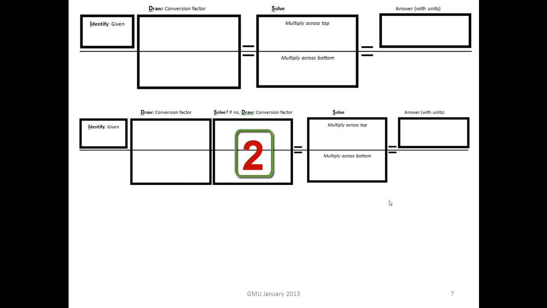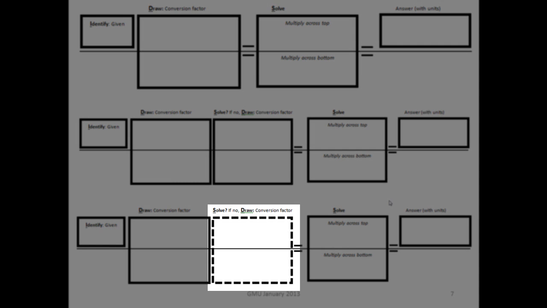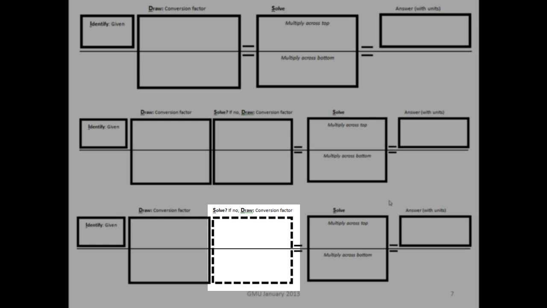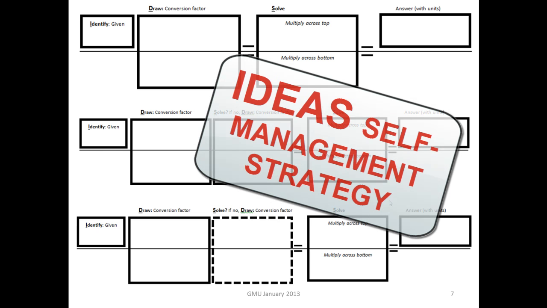You'll first learn how to do 1-step problems very well. Then we'll get into 2-step problems. And last, you'll have a combination of 1 and 2-step problems. Notice in the last pattern that there's a staggered line for that 2nd step. That indicates that you'll need to make a decision about whether or not you need to use that box. Using the IDEAS strategy will help you to make the right decision.